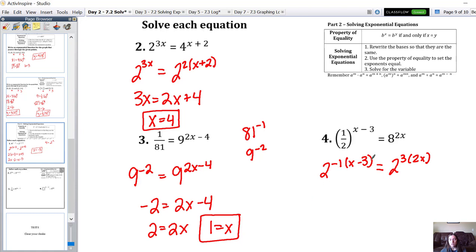I'm going to go ahead and distribute that negative 1. So we have negative x plus 3 equals, and 3 times 2x is 6x. Adding x to both sides, we have 3 equal to 7x. And then dividing by 7, our x value here is 3 over 7, and we have solved that equation.